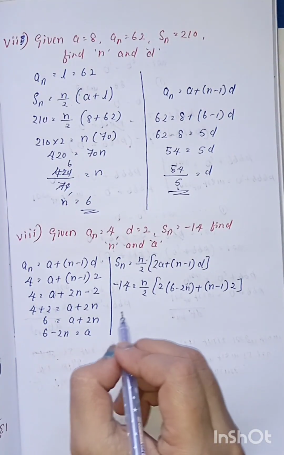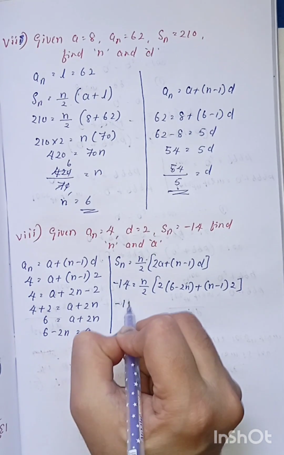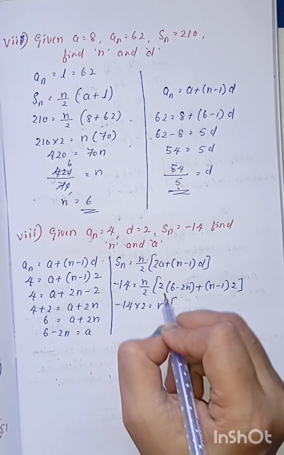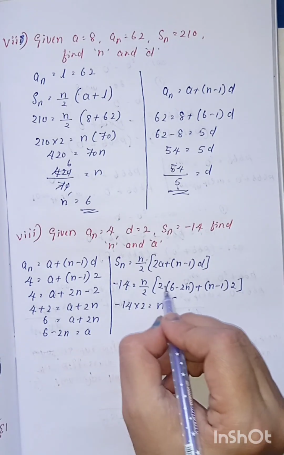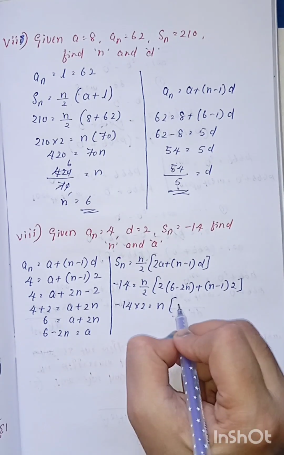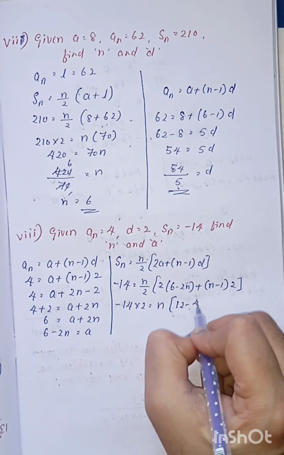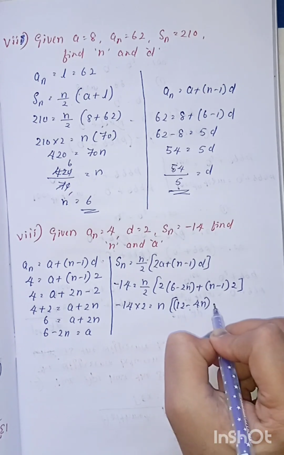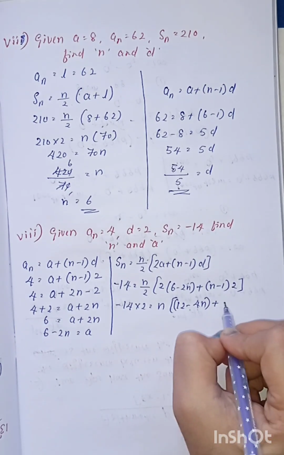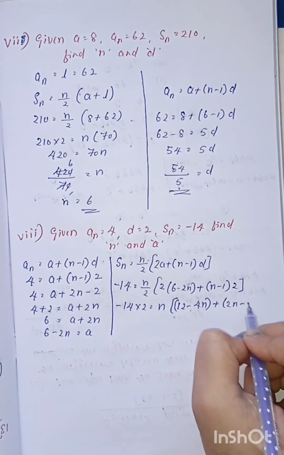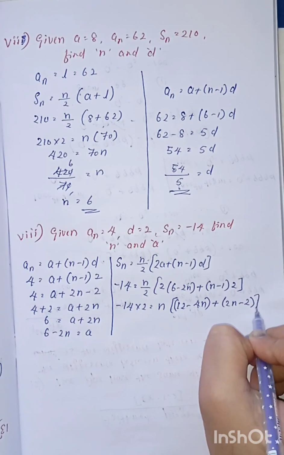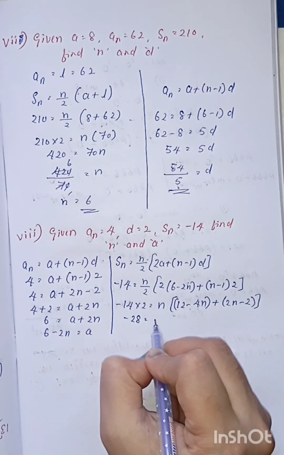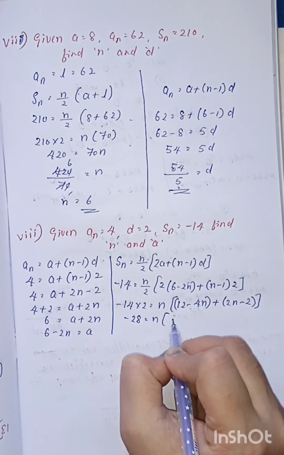Now do the cross multiplication. Minus 14 into 2 equals n. Now we can do multiplication for this: 2 sixes are 12, minus 2 twos are 4n. Put this in the small bracket, then plus multiply this 2 into n: 2n minus 2 ones are 2. 14 twos are 28, minus 28, then n as it is.